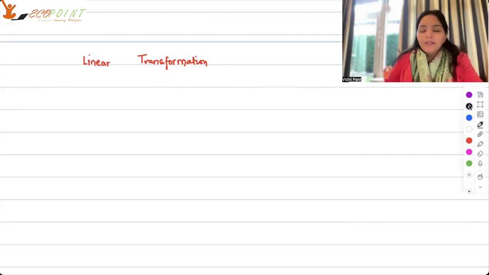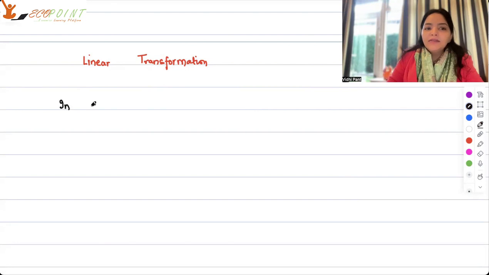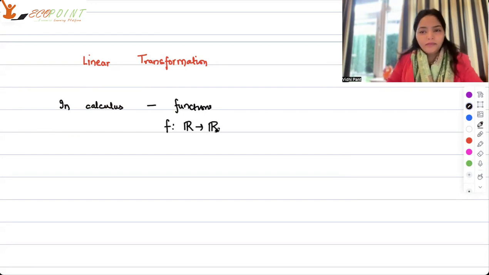Transformations. I'll try to teach you this in a very simple language. Now, do you remember in calculus we have functions, right? Just like in calculus we have functions, here we have linear transformations. A function is a map from, say, R to R, a one-dimensional function. So for every input you have a unique output.